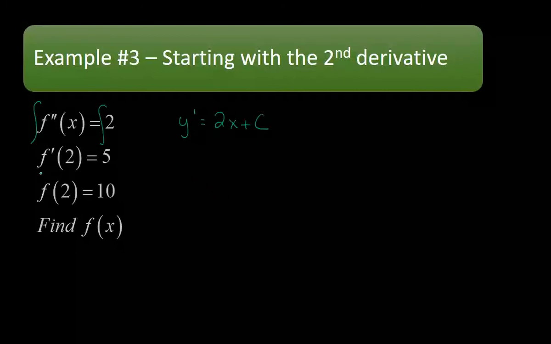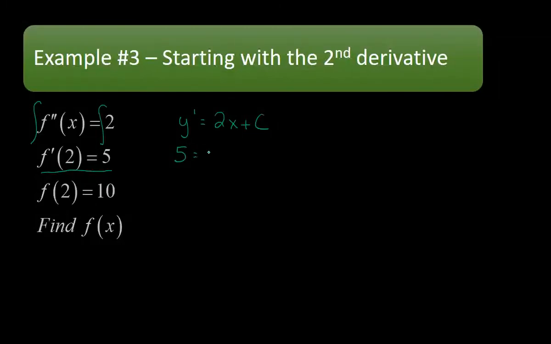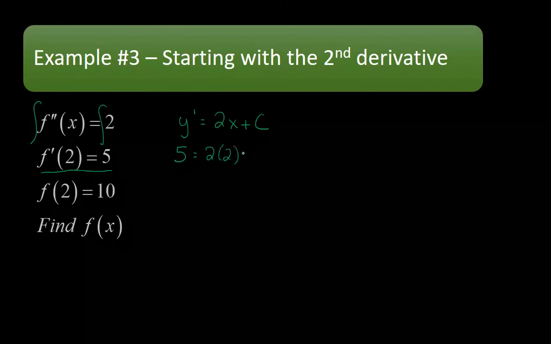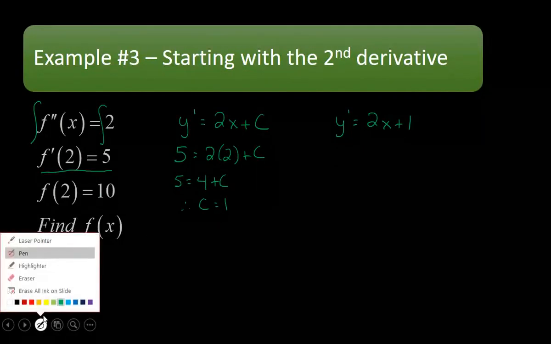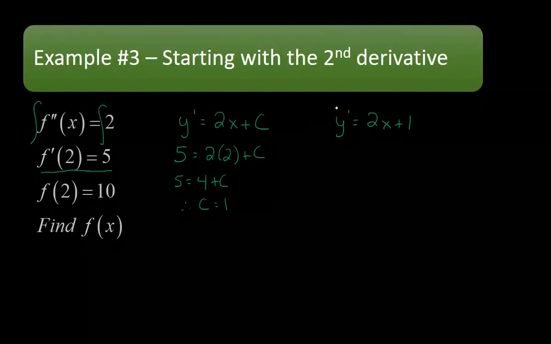Now, if you notice, we have an initial condition here for our first derivative of 2, 5. So I'm going to have 5 equals 2 times 2 plus c. So 5 is equal to 4 plus c. Therefore, c is going to equal 1. So that means then that our first derivative was 2x plus 1. And then we got to do it again. So we're going to integrate again.